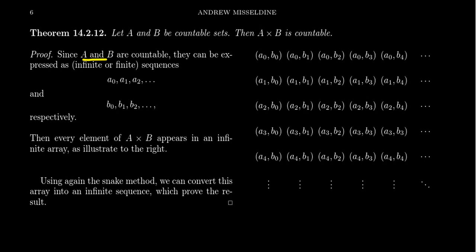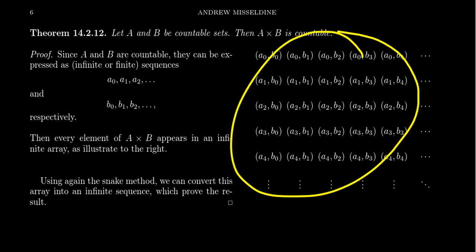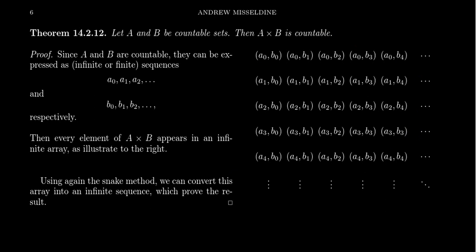Since they're countable, the elements of A can be listed, A0, A1, A2. The elements of B can be listed as well, B0, B1, B2, etc. Then, with these two lists in mind, we can construct a two-dimensional array that contains every element of A cross B. Because A cross B is ordered pairs of elements. So you take an element from A, and you pair it with an element of B. You're going to use the elements of A to give you your first coordinate. You're going to take the elements of B to be your second coordinate.